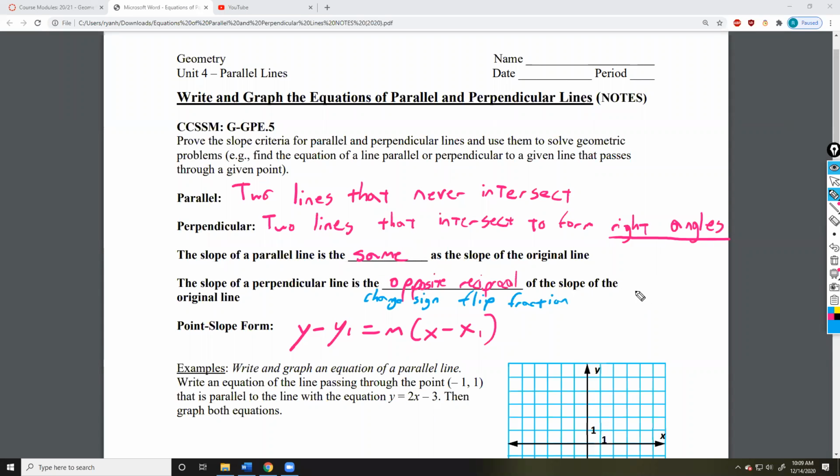So for example, if we want the opposite reciprocal of 2/3, 2/3 is going to become opposite reciprocal. Well, we're going to change our sign so that positive is going to become a negative. And then reciprocal, we flip it and it becomes 3/2.